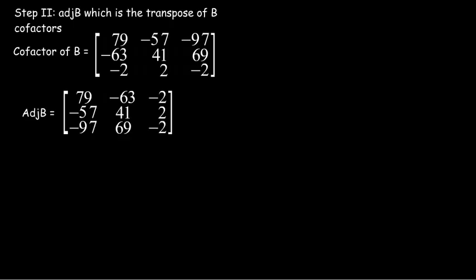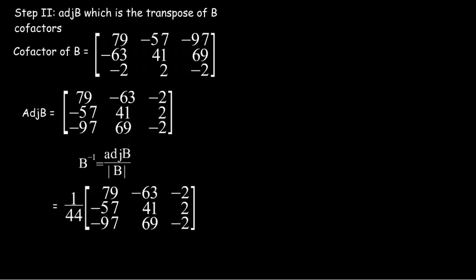Now to get our B inverse, which is equal to the adjoint over the determinant, it equals 1 over 44 times the matrix 79 minus 63 minus 2, minus 57 41 2, minus 97 69 minus 2.